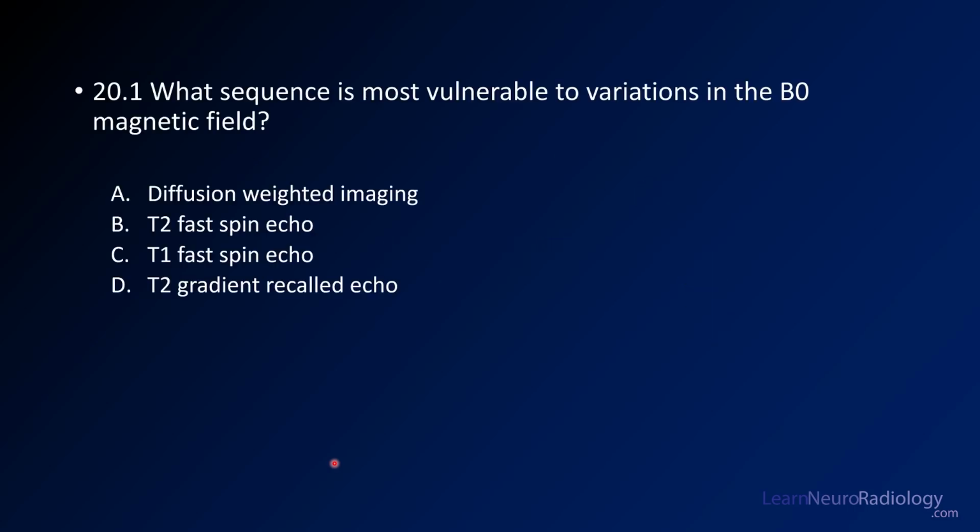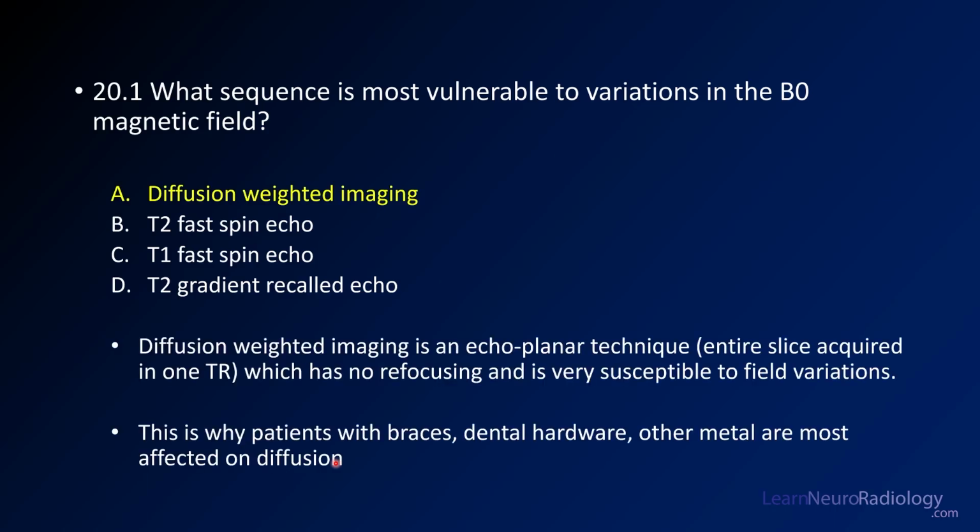All right, so our first question is, what MRI sequence is most vulnerable to variations in the B0 magnetic field? Is that going to be diffusion-weighted imaging, fast-spin echo T2, fast-spin echo T1, or a GRE? So think about that for a second. So the answer to this one is going to be diffusion-weighted imaging.